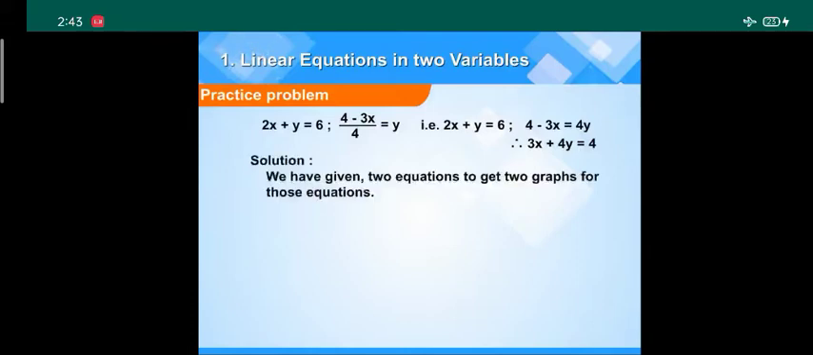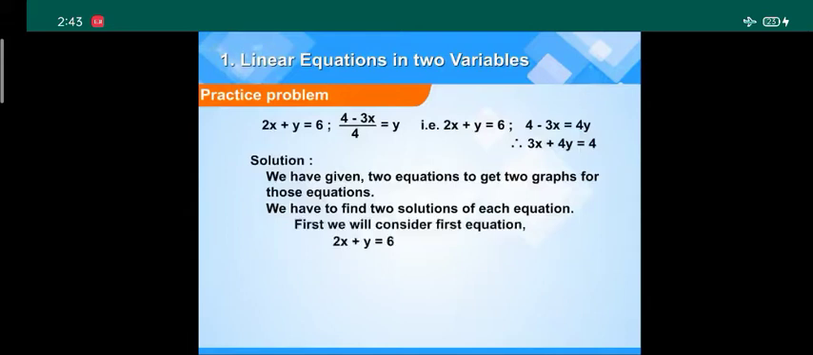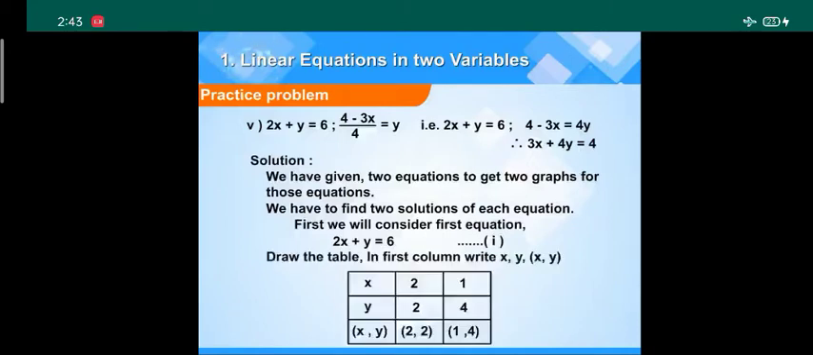Solution. We have given two equations to get two graphs for those equations. We have to find two solutions of each equation. First, we will consider first equation, 2x plus y is equal to 6. This is equation number 1. Draw the table. In first column, write x, y and xy.